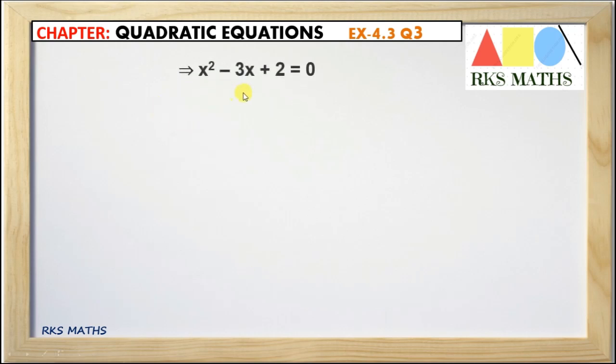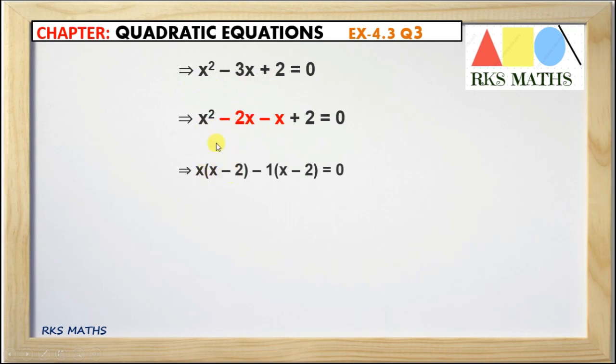So this was the equation obtained, x square minus 3x plus 2 is equal to 0. So what is this? x square minus 2x minus x plus 2 is equal to 0. I have split this minus 3x as minus 2x and minus x, because minus 2 into minus 1 is equal to 2, and minus 2 minus 1 is minus 3. Taking common from this, x, so x minus 2 will be left.